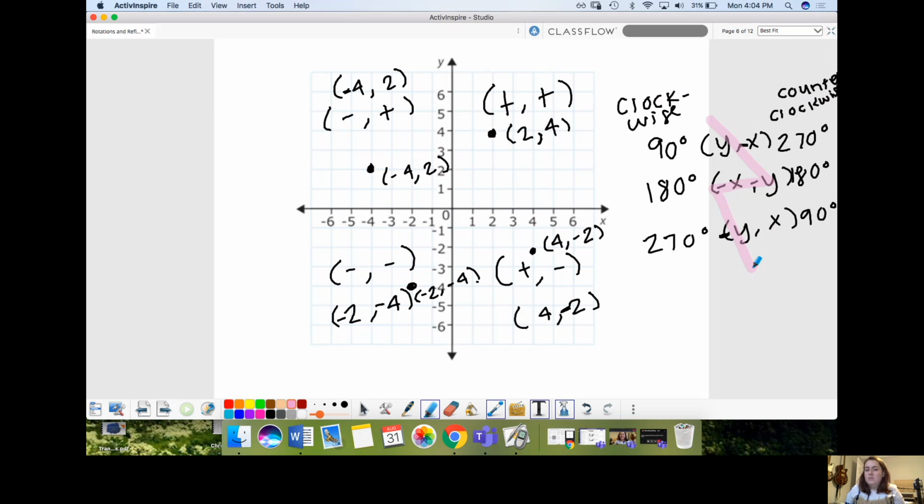But that is really an overview on rotations. I think rotations are the hardest because there's a lot of rules that go along with them. So make sure that you're practicing rotations on your own. If you have any questions, then Mr. Serra and I are both here to help.